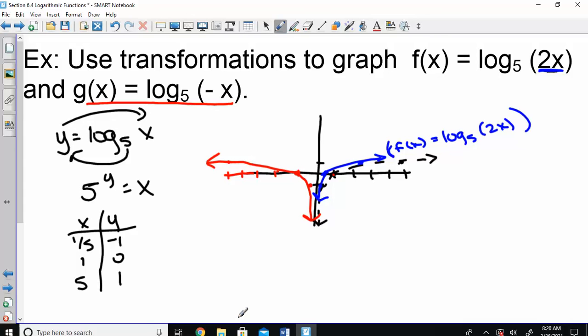Alright, do you guys have questions about graphing these things? Change it to exponential and do transformations?